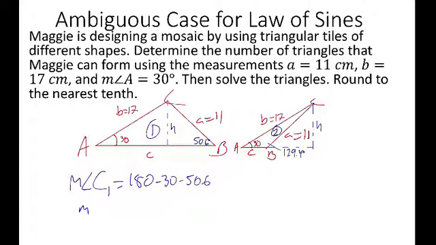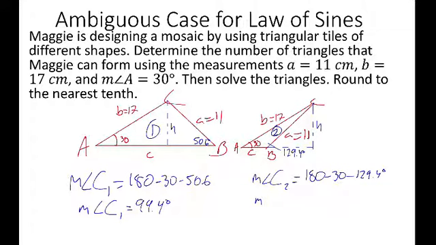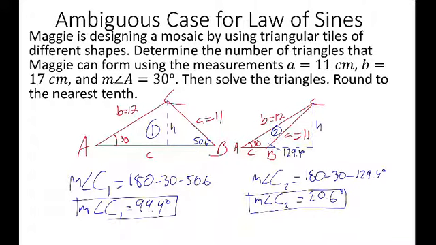So that gives us the measure of angle C. The C1 here is 99.4 degrees. For the one over here, we're going to do the measure of angle C, and I'll call this one C2, equals 180 minus the 30 degrees for angle A minus 129.4 degrees, the other measure of angle B. So the measure of angle C2 is going to be 20.6 degrees. Let me clean that up a little bit. Alright, so there are two angles that we could possibly get for angle C.